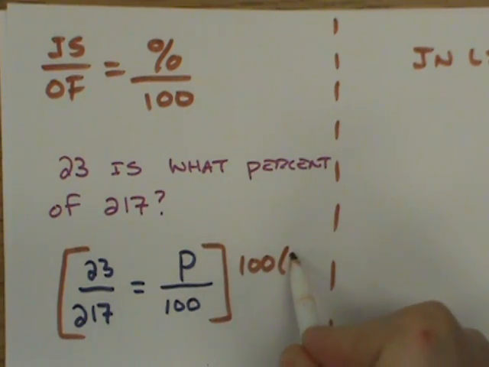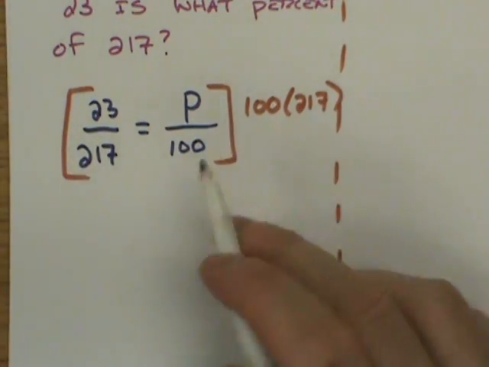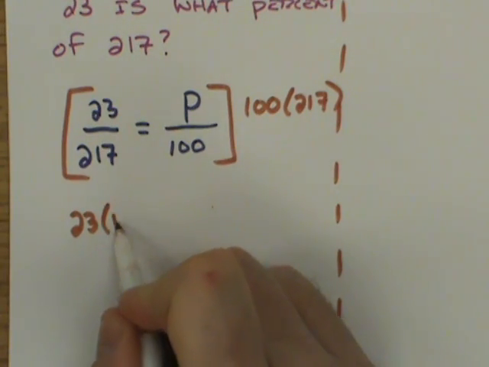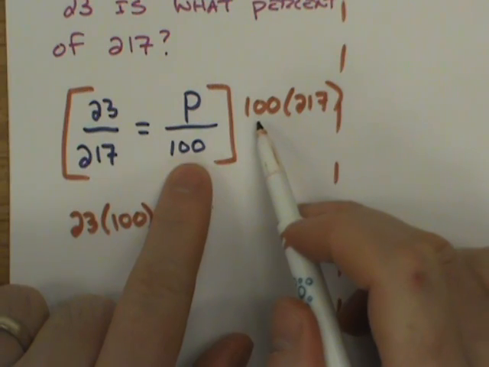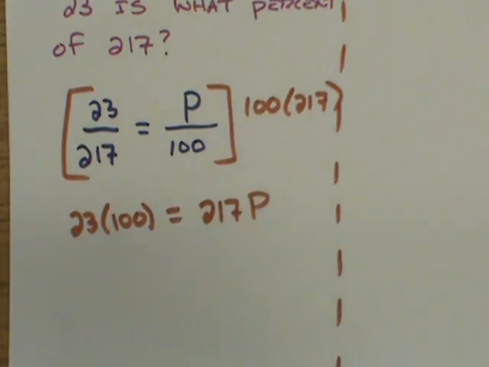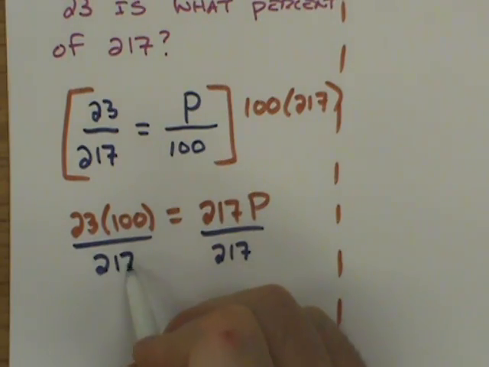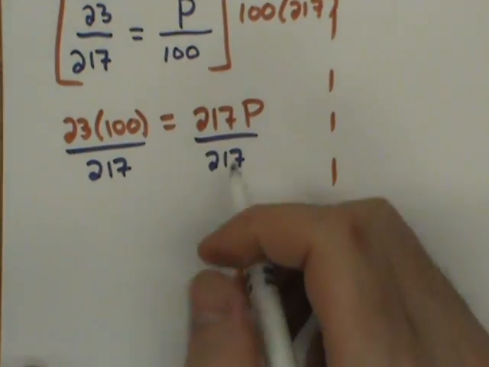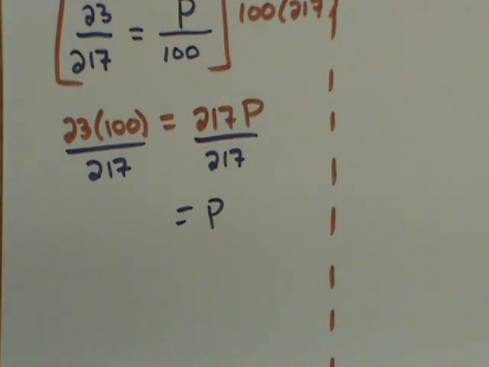100 times 217. As I distribute to the first fraction, I see that the 217s will drop out, and so I'll be left with 23 times 100. For the second fraction, the 100s would drop out, and so I'd be left with 217P. To solve this, I'll divide by 217. And as I've said a number of times already, I'm going to let the calculator do all this. I'll let it do all the work in one shot.